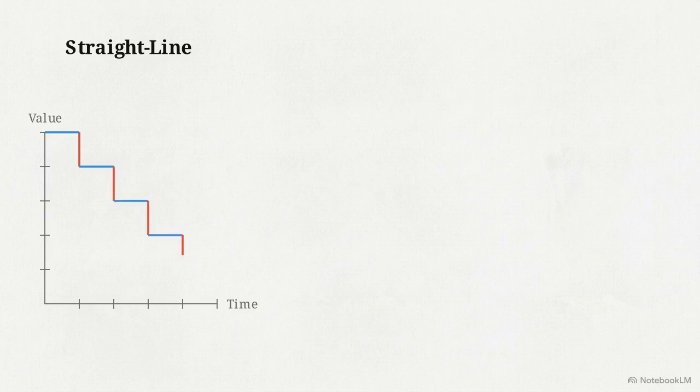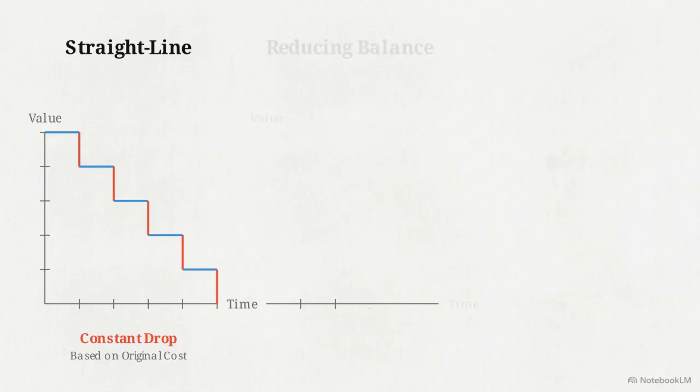There are a few ways to calculate this. This graph shows the straight line method. Notice the perfectly flat descending staircase. This represents a constant, equal reduction in the asset's value every single year, always based on the original cost.